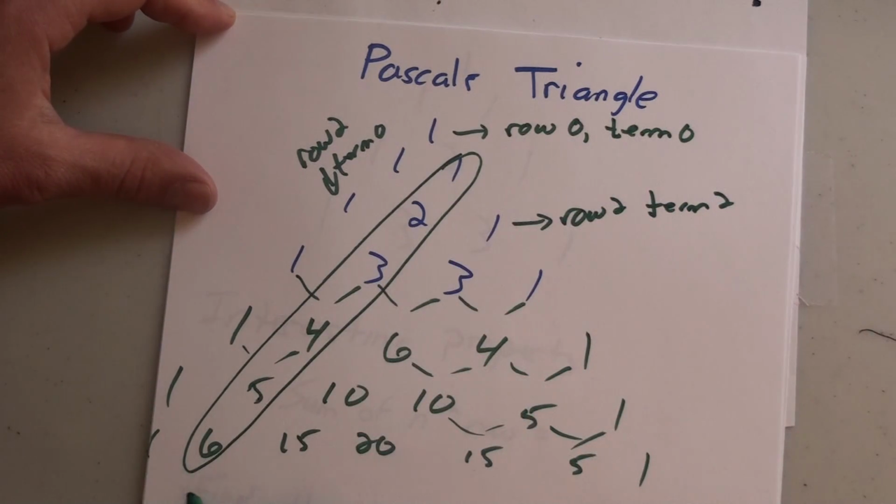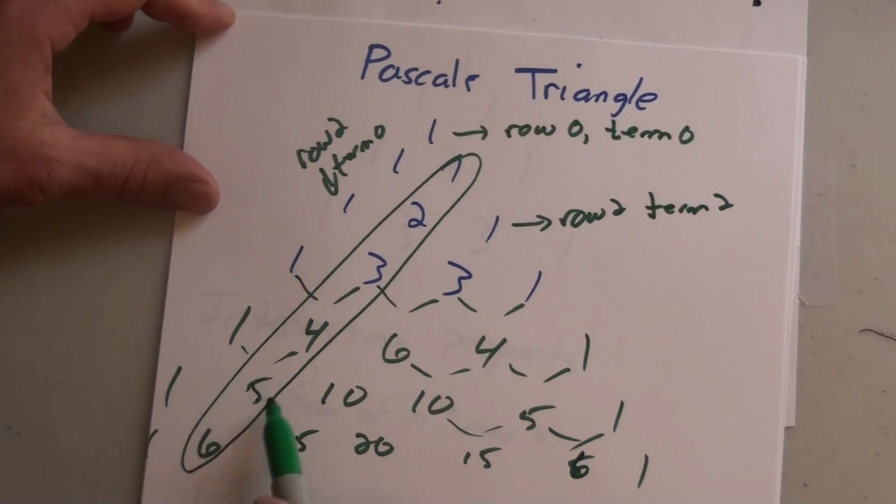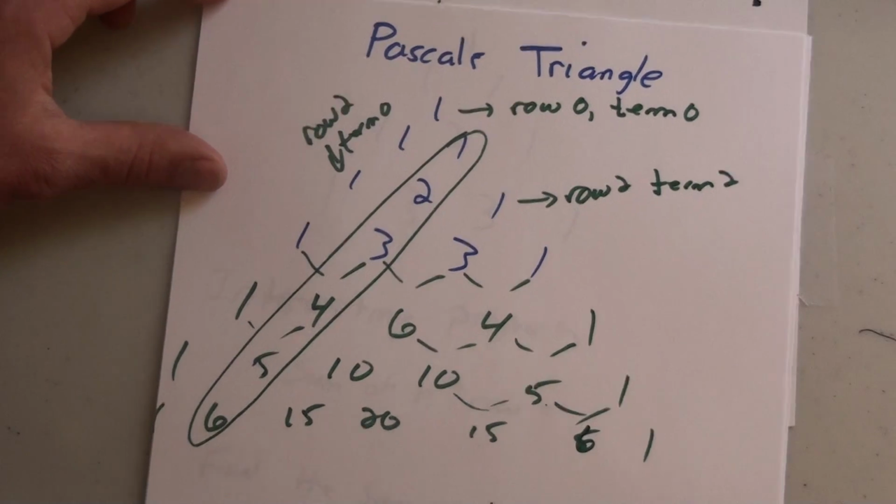row 6. Pascal's triangle is symmetrical in that 1, 6, 15, 20, and then it repeats itself. 15, 6, 1. Or 1, 5, 10, 10, 5, 1. It repeats itself. It is symmetrical.